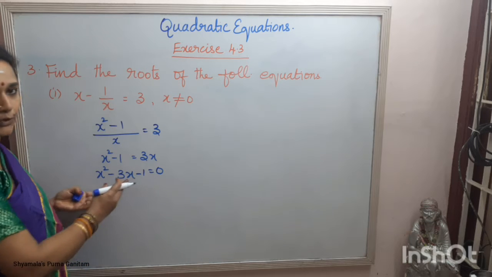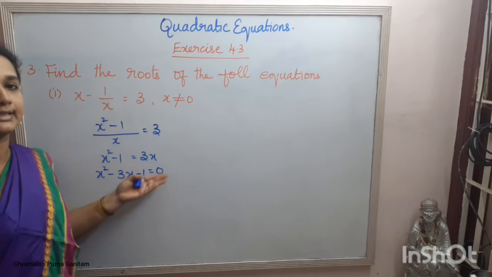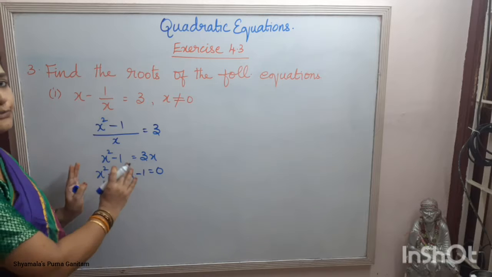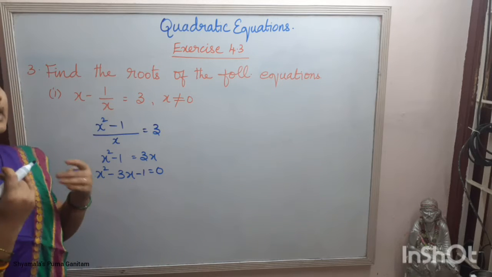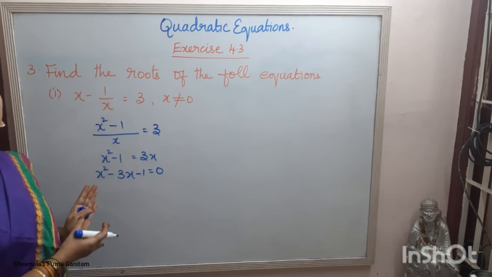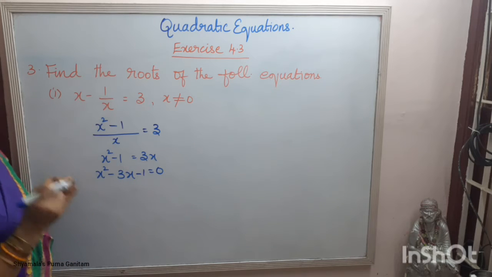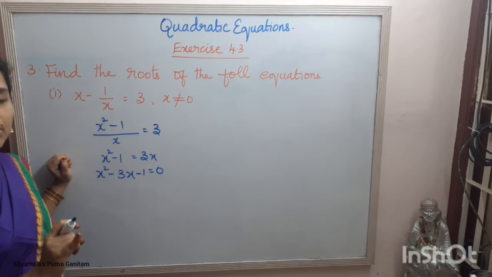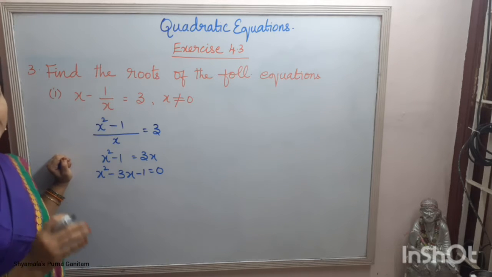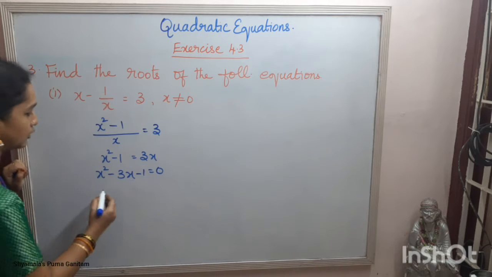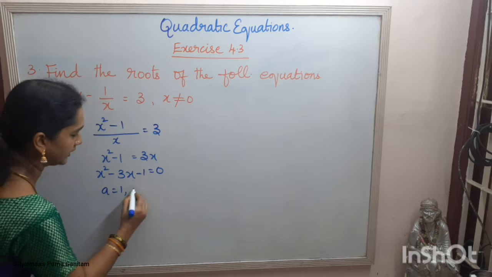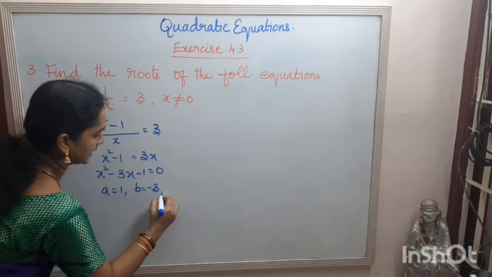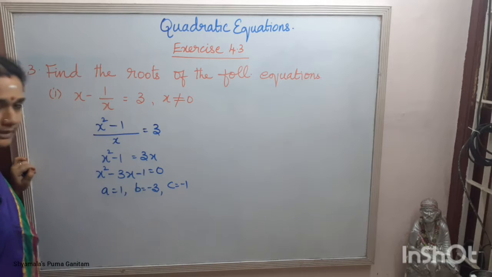So this is the general form, ax squared plus bx plus c is equal to 0. This is the general form of a quadratic equation. Now any method can be used. I am going to use the quadratic formula method. So for that, first thing is we have to check the discriminant. The discriminant should be greater than or equal to 0. Then only roots will exist. So first a is equal to 1, b is equal to minus 3 and c is equal to minus 1.